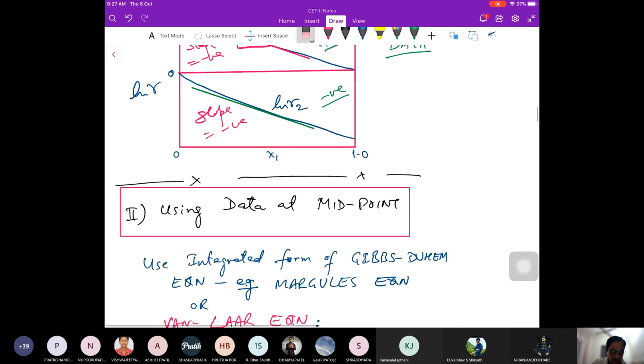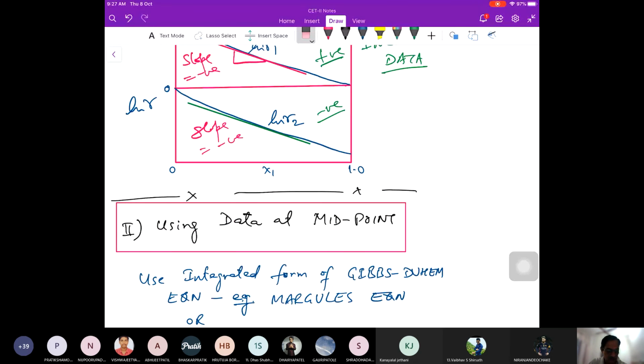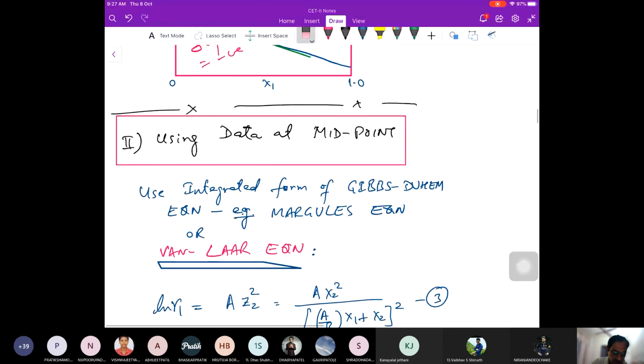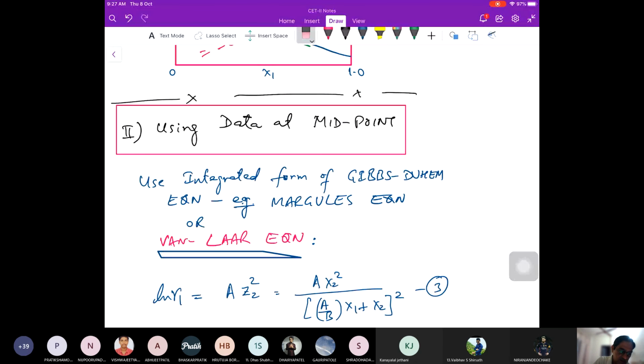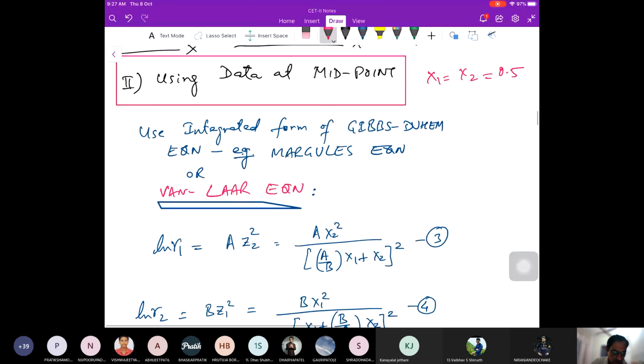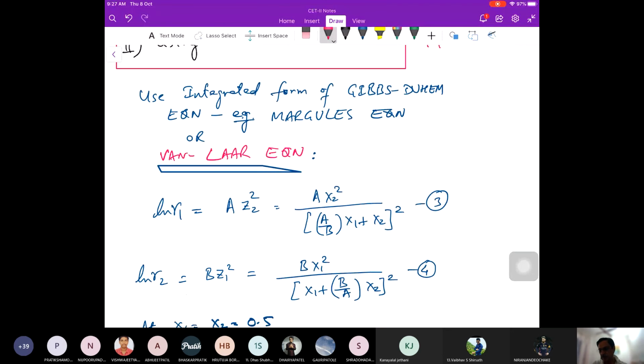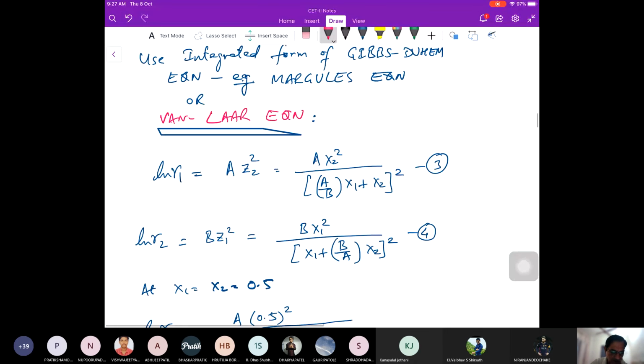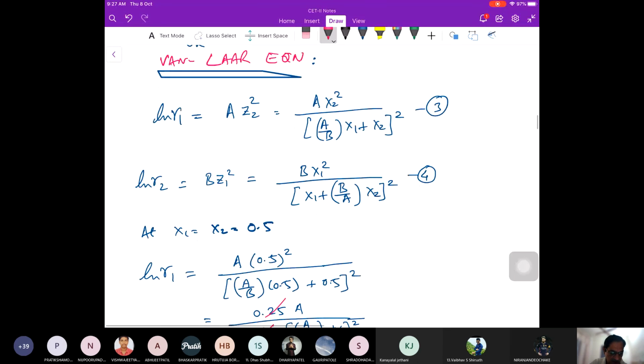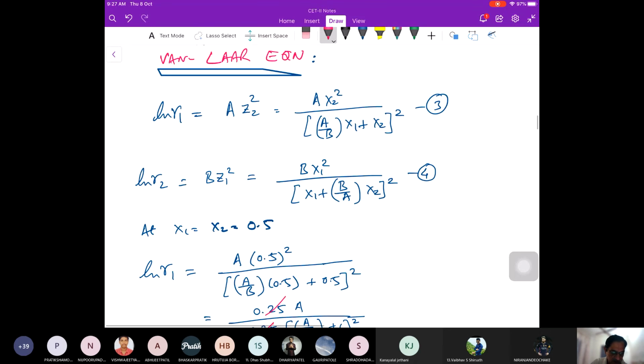Okay, if there are no inconsistencies, let us move to the second consistency test using data at midpoint. That means at x1 midpoint of composition, x1 equal to 0.5 and x2 equal to 0.5. So if you use integrated form of Gibbs-Duhem equation, or Van Laar equation is nothing but Gibbs-Duhem equation after integration. So equations 3 and 4 are Van Laar equations for ln gamma 1 and ln gamma 2. And if you put x1 equal to x2 equal to 0.5, what you will get?